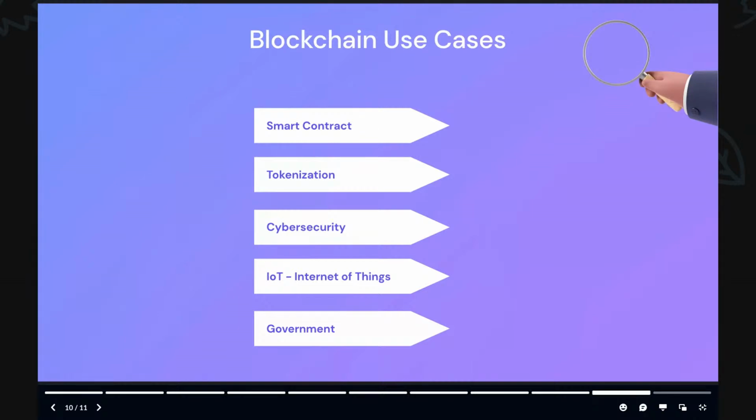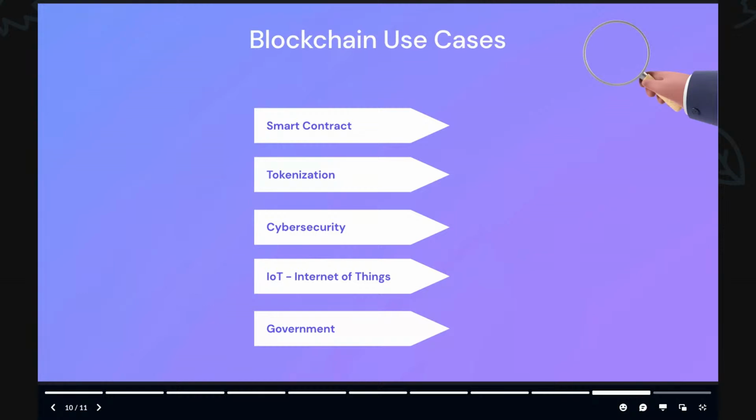So the last one is government. We are not totally biased against the government, but every government in every country is discouraging the use of blockchain. Why is it so? Because they are already aware of the potential of blockchain, how it can reduce corruption and everything. So they are just afraid.